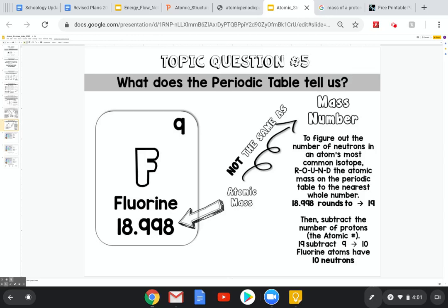All right, so topic question number 5. What does the periodic table tell us? So the periodic table is super handy because it's going to tell us a number of things that we looked at in the last slide. All right, it's going to tell us our atomic number, okay, which is the number of protons.